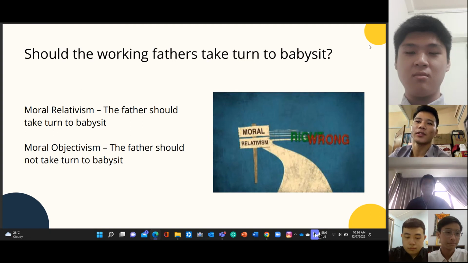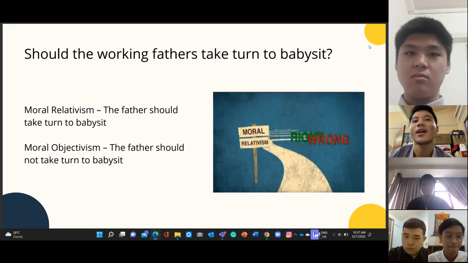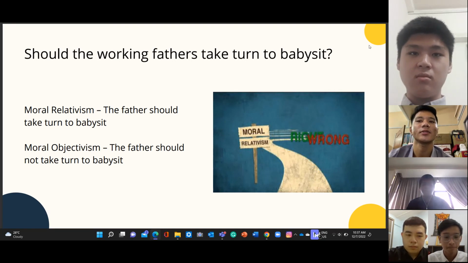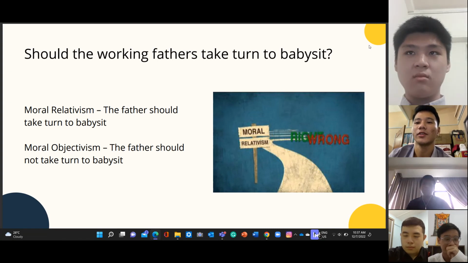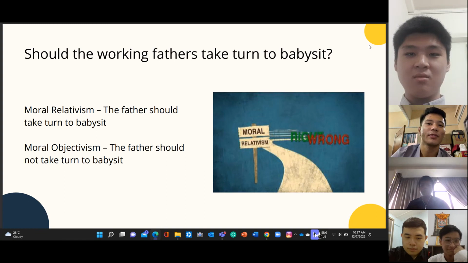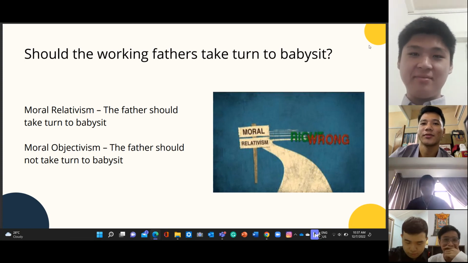And one good reason for the father taking turns to babysit is it enhances their relationship as the father shows care and understanding of John's situation. Furthermore, according to moral objectivism, the father should not take turns to babysit. And what is moral objectivism? Moral objectivism is where people consider certain acts as objectively right or wrong, independent of human opinion. Why the father should not take turns to babysit is because he will need to take a few days off, and it will also have the same ramifications as John's situation. The father will face the same problems as John. That's why the father should not take turns.